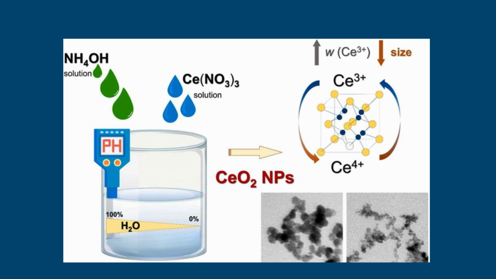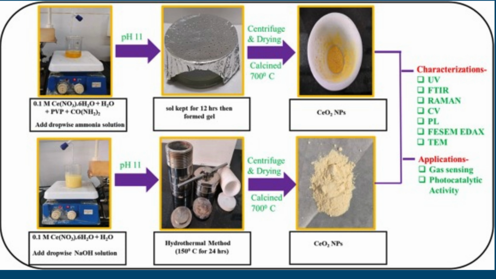Ammonium hydroxide was added dropwise under continuous stirring until the pH reached 10, resulting in the formation of cerium hydroxide precipitate. The precipitation step ensures complete conversion of cerium ions. The precipitate was collected and thoroughly washed with deionized water to remove residual ammonia and nitrate ions. Subsequently, the washed precipitate was dispersed in 200 milliliters of 0.1 molar urea solution to form a stable sol.